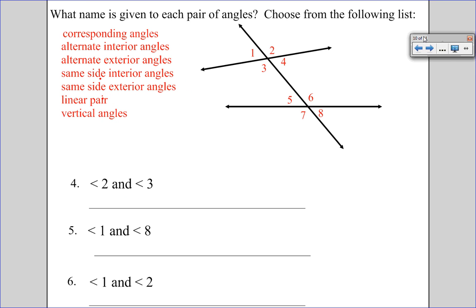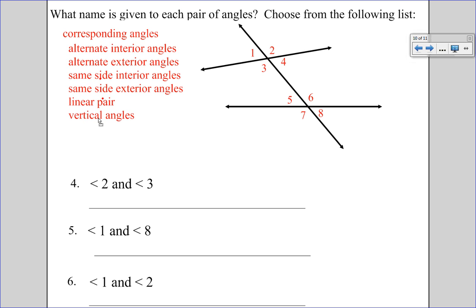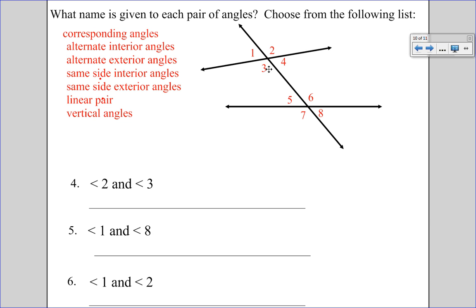Finally, let's look at one more set here. So go ahead and pause the video and give this a try. Okay, let's take a look at it. Angles 2 and 3. Now, I know we didn't talk about it in this video, but we've learned previously that 2 and 3 have a relationship, and that is they are vertical angles. Angles 1 and 8 are on alternate sides of the transversal, but they're on the exterior of the line, so they're alternate exterior angles. And finally, angles 1 and 2 have a relationship we've looked at before, in that they are a linear pair.